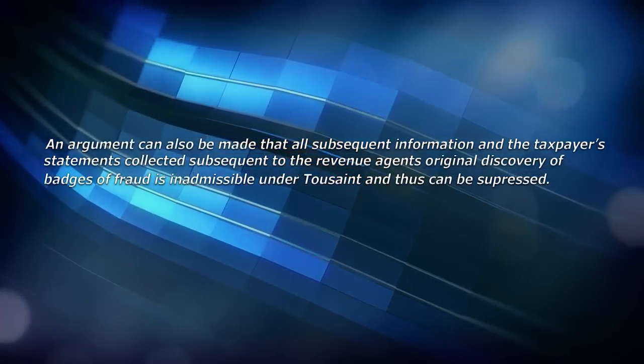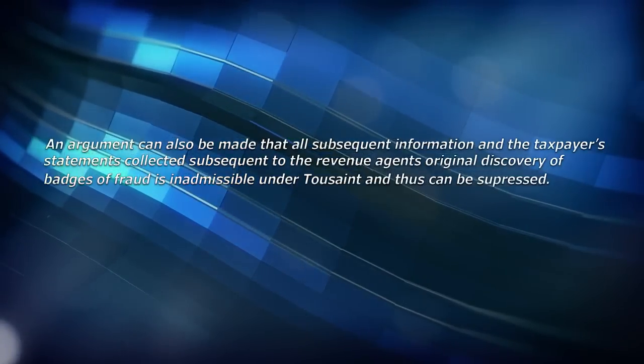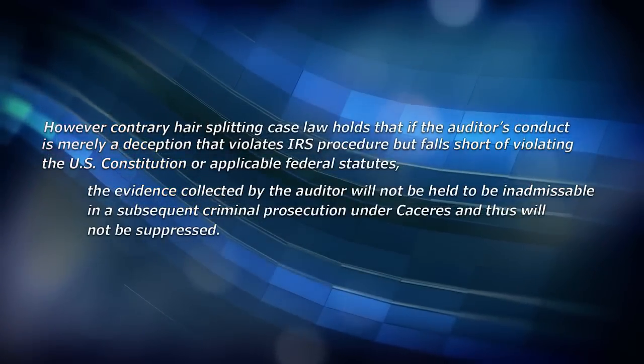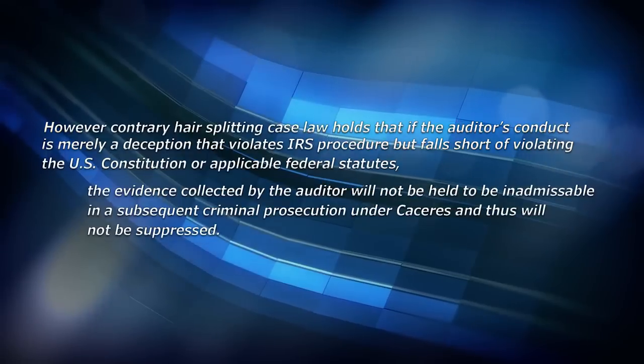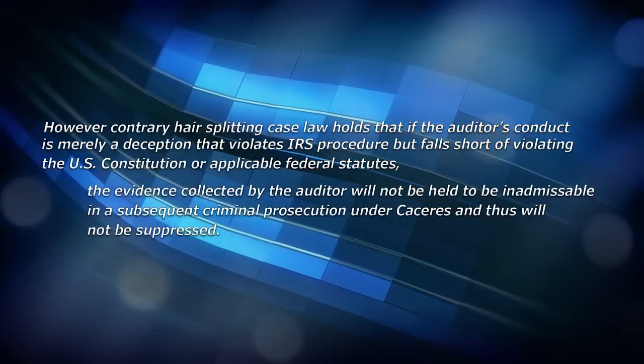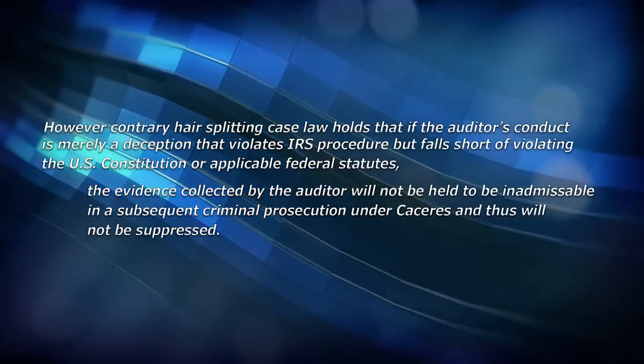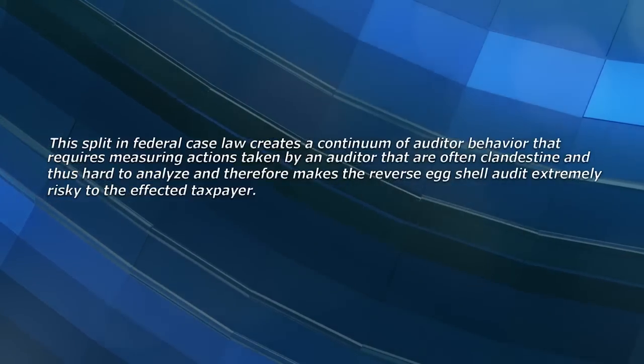On the one hand, there's a case called Toussaint. What that case says is, if there's a lie by an auditor where they say, no, this is a straight civil situation, there is no underlying criminal investigation, and they're lying, the evidence may be suppressible under Toussaint in a subsequent criminal prosecution. On the other hand, there's contrary hair-splitting law, which basically says, if their conduct is merely deceptive and it merely violates IRS procedure, but it's not outright lying, falls short of violating the U.S. Constitution or applicable federal statutes, the evidence collected by the auditor is admissible in a subsequent criminal prosecution. The case that says that is Caceres.